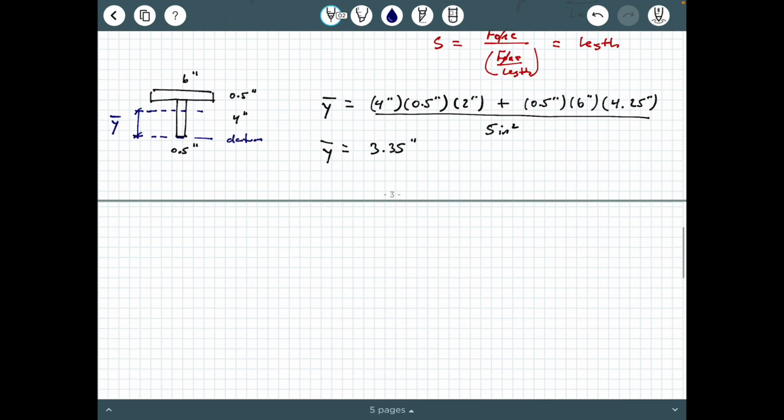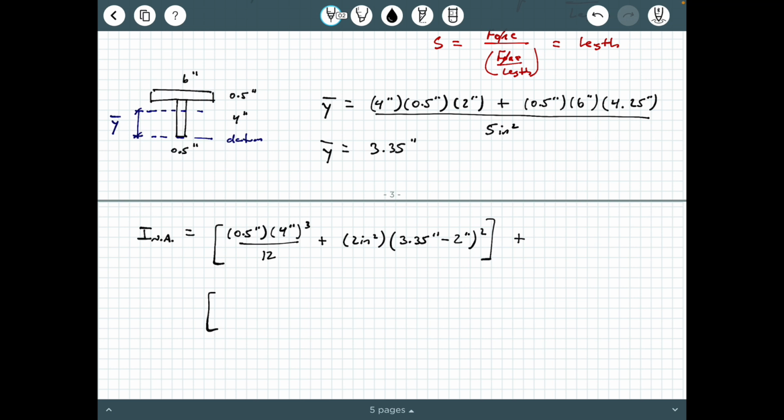Now what we need is our moment of inertia about that neutral axis, I_NA. The whole reason we need y bar is so we can use it to get the moment of inertia, and then we can also use it to get our value of Q, that first area moment. I'm going to break open 2 brackets here because I have 2 rectangles. So for the web, I'm going to have a bh cubed over 12 term plus an Ad squared, so that's plus 2 square inches times a distance. And that distance is going to be 3.35 inches minus 2 inches, squared.